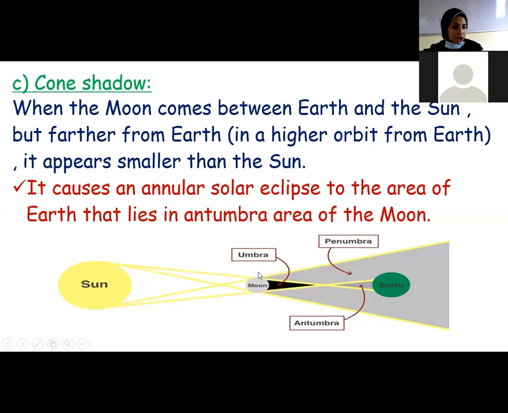Number 1, umbra shadow. In the umbra shadow, the total solar eclipse happens. In penumbra shadow, the partial solar eclipse happens. But in the antumbra shadow, the moon revolves around the earth in a higher orbit, farther from the earth, because it revolves around the earth in an oval orbit. So the annular solar eclipse happens.